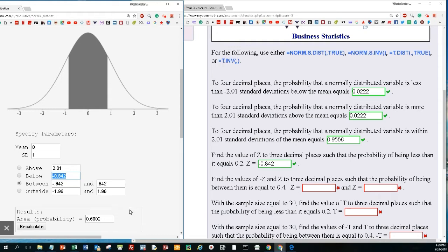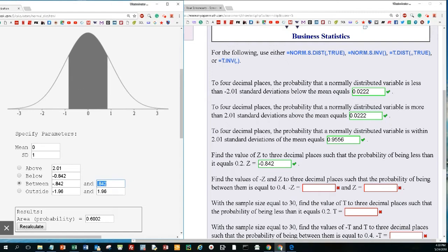So the area between these two numbers here is 0.600. This down here is 0.2. This is 0.6. And this is 0.2. 0.2 plus 0.6 plus 0.2 is 1. But we want the area between them to be 0.4.